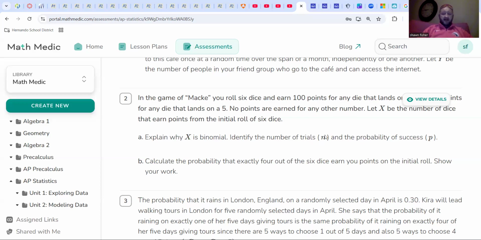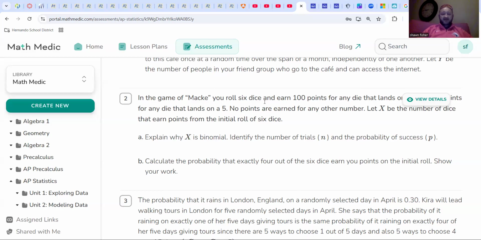And on each trial, is the probability the same? Yeah, the probability would be the same. So what's the probability of success? Well, what's the probability that a die lands on one? That's 1 out of 6. And we also win if it rolls a 5, which is also 1 out of 6. The probability of total success, these are added together. So 1/6 and 1/6 is 2/6, reduced to 1/3. So that's the probability of success.